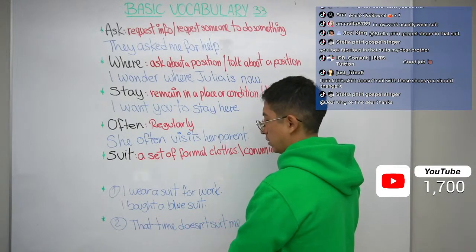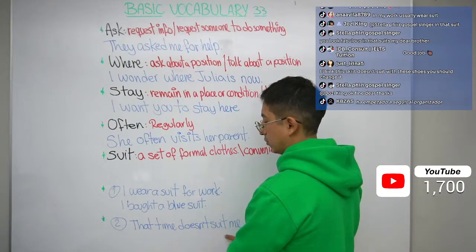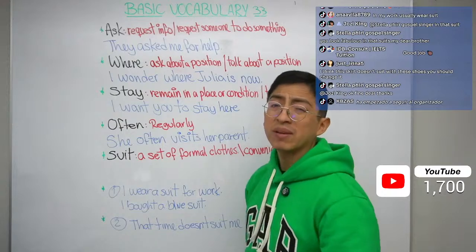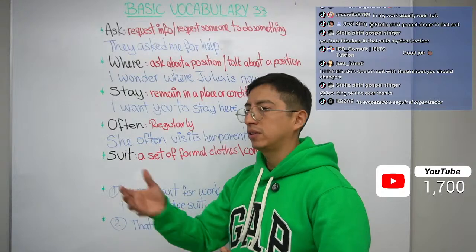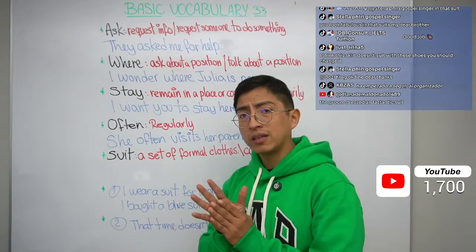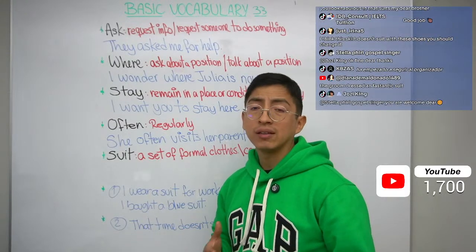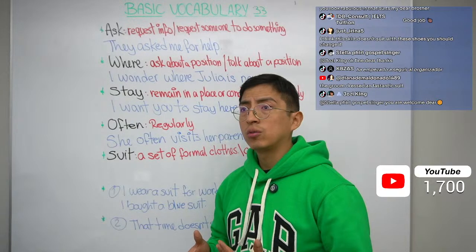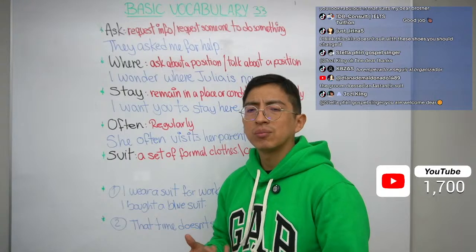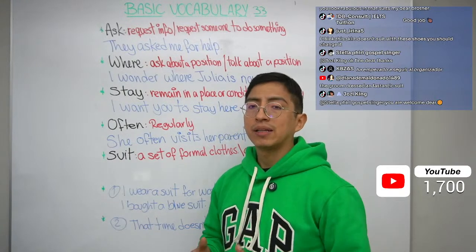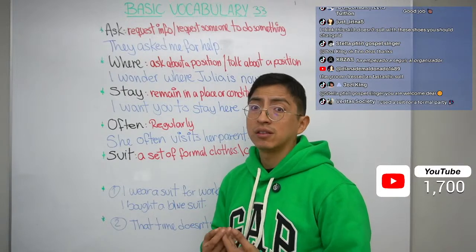Número dos, that time doesn't suit me. Ese tiempo o esa hora no me es conveniente, doesn't suit me. O no se me ajusta, también algunos dirían, ¿no? O sea, si quedas con alguien y te dice, hey, ¿podemos tener la reunión a las 5? Oh, that time doesn't suit me. Esa hora no me es conveniente o no me encaja. Sería para dar a entender que no vas a poder a esa hora.